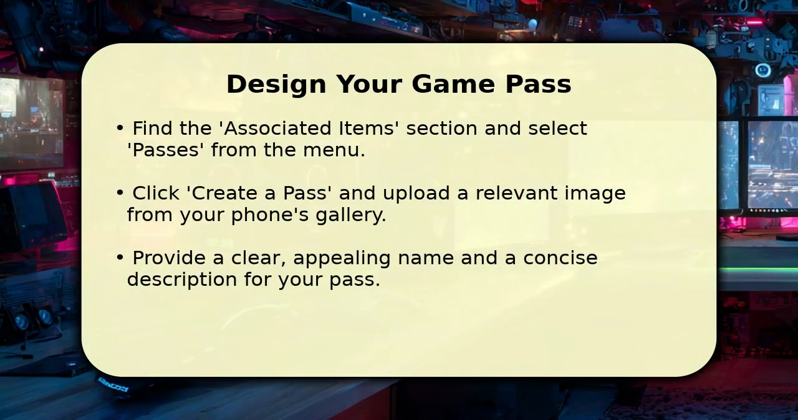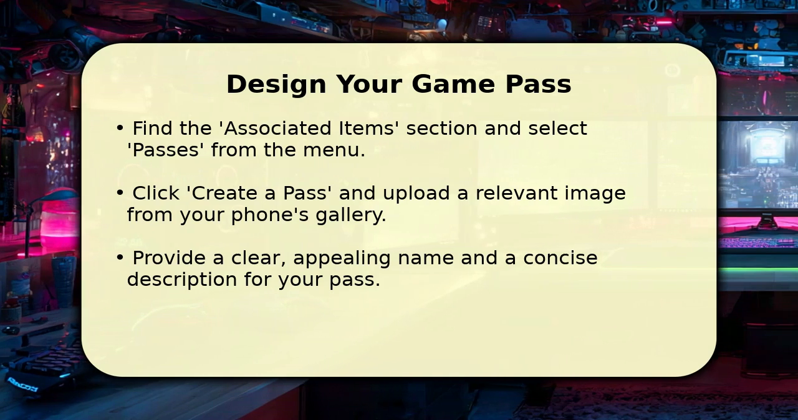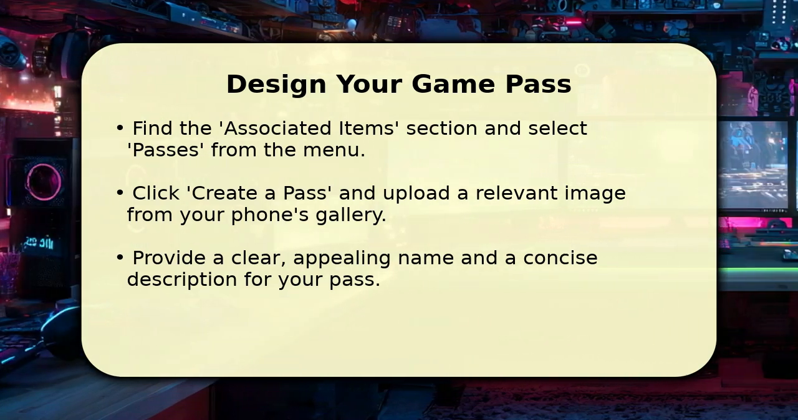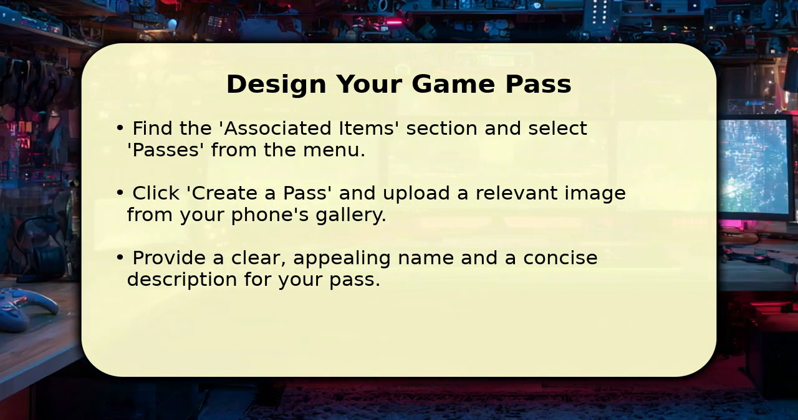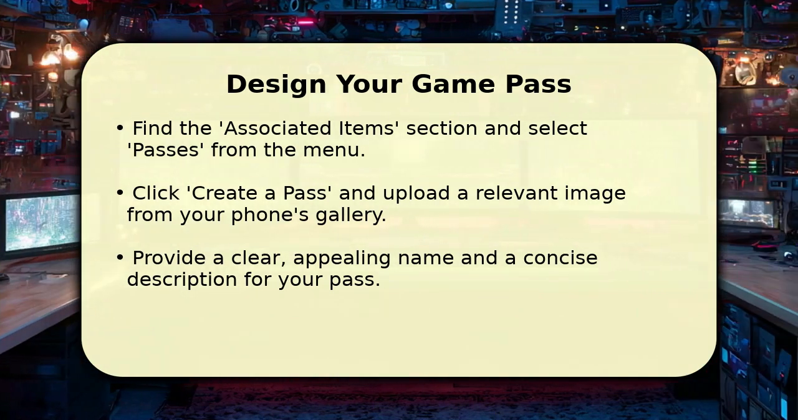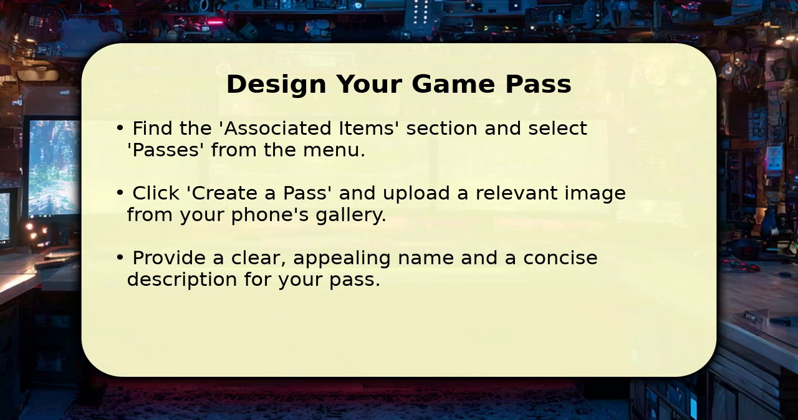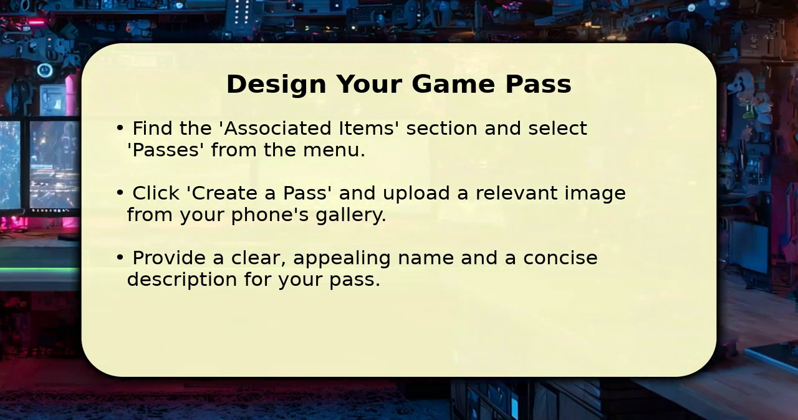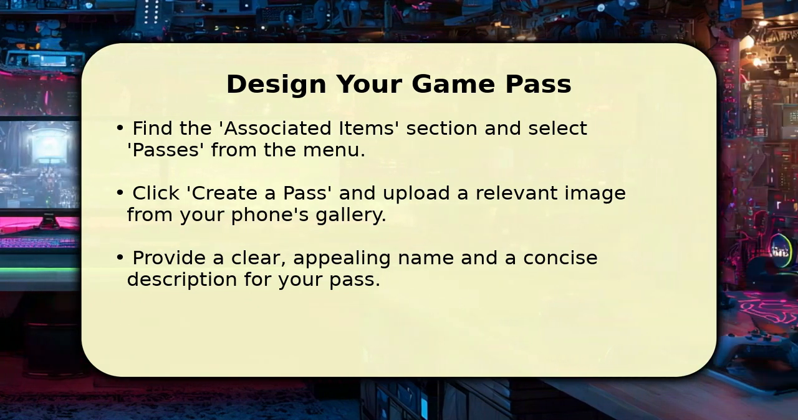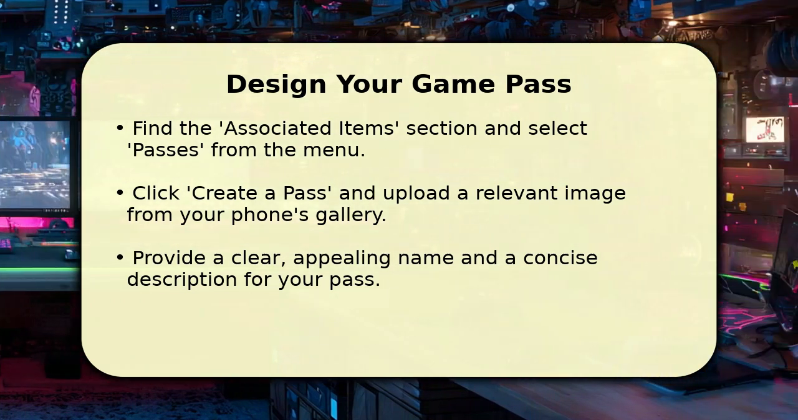Within your game's dashboard, find the Associated Items section on the left-hand menu, then select Passes. Click Create a Pass and upload an image directly from your phone's gallery. Give your pass a memorable name, like VIP Access or Speed Boost, and add a clear description, making it appealing to potential buyers. Your image should be clear and distinct.